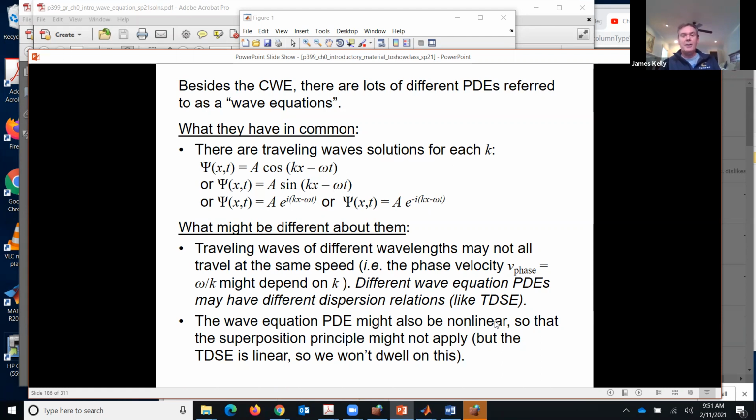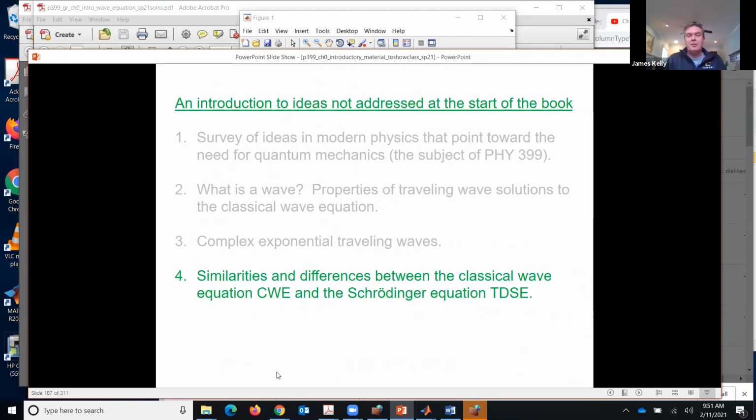Now, we're not going to talk about nonlinear PDEs because, like the classical wave equation, the time-dependent Schrodinger equation is linear, so we can rely on superposition principles, but that's one other possible difference. Okay, so now let's start.